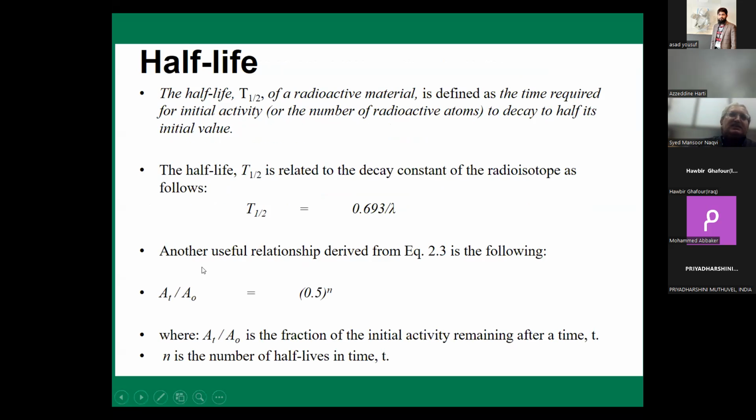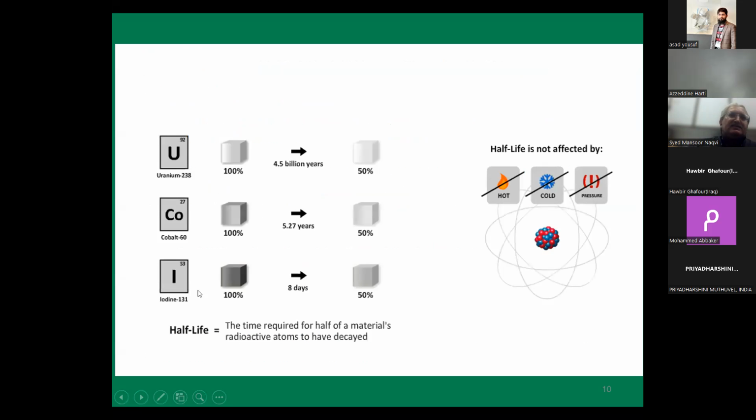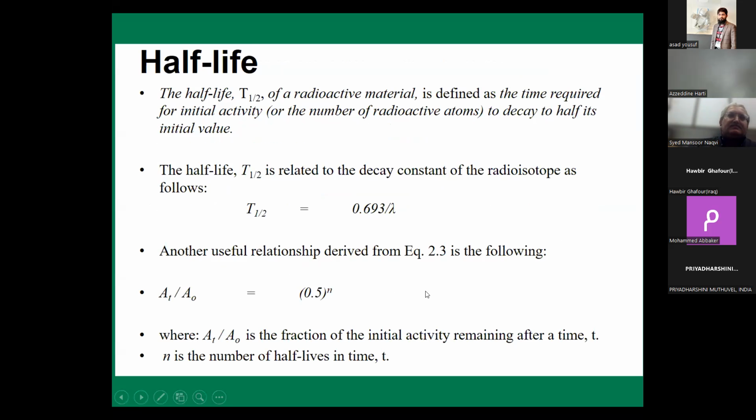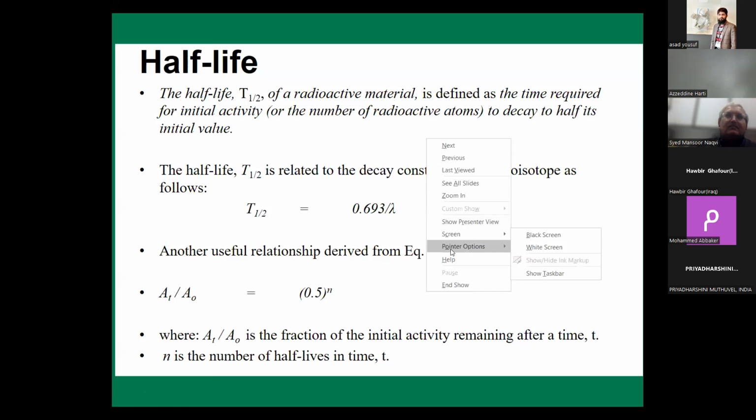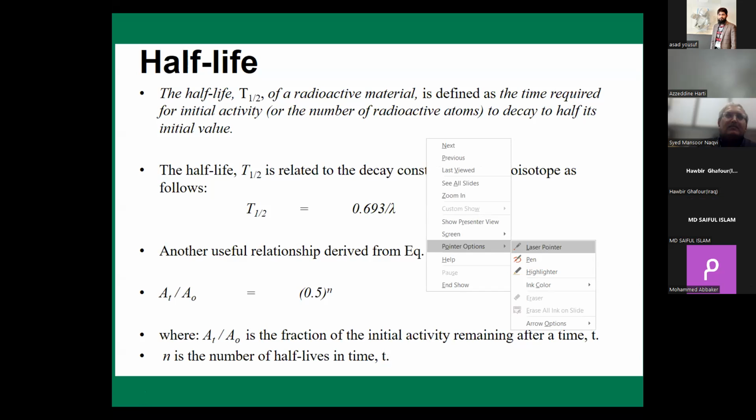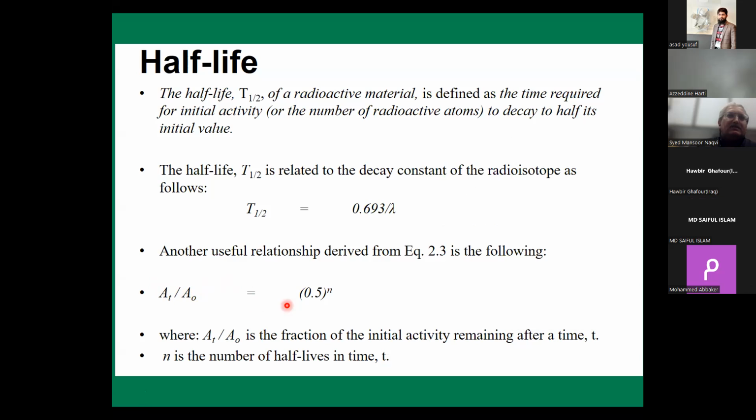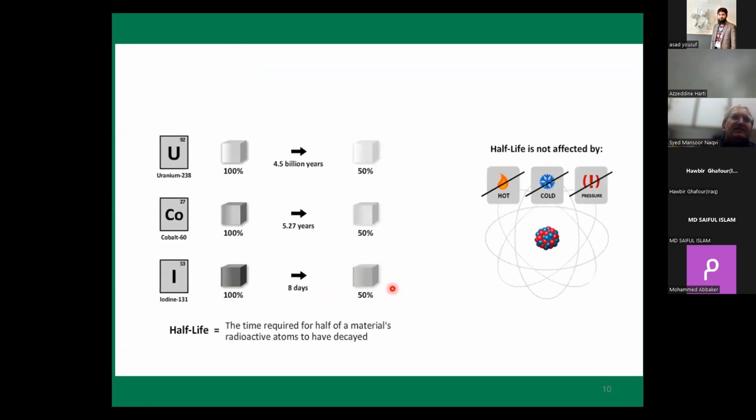And you can also see in the relation here, you can see we can measure activity at any point of time with reference to the number of half-lives that have passed, and this relation is very important and very useful to use in routine operations.